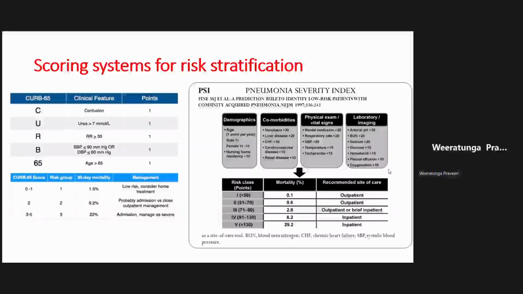So if you have hyponatremia, you get a certain score. If your blood urea is high, you get a score. So pneumonia severity index and CURB-65 are all measures of severity, and decisions on management have to be taken.